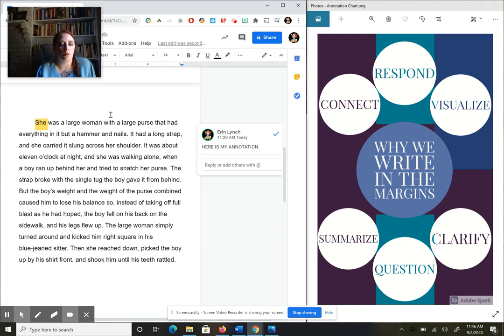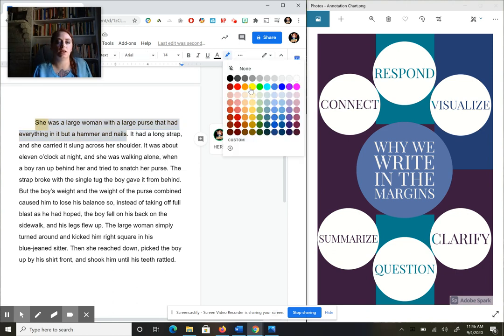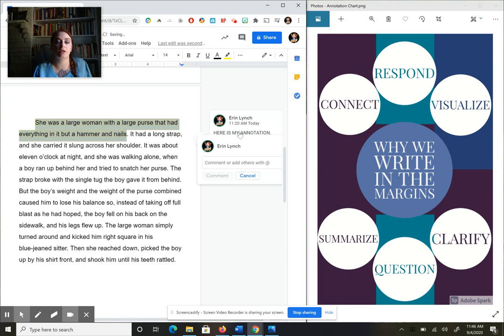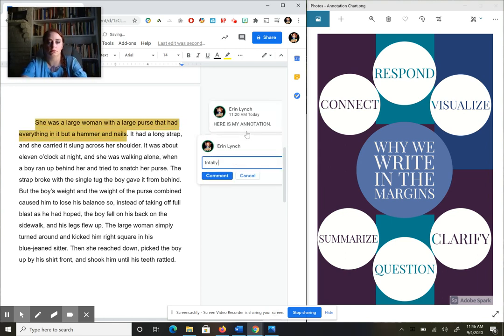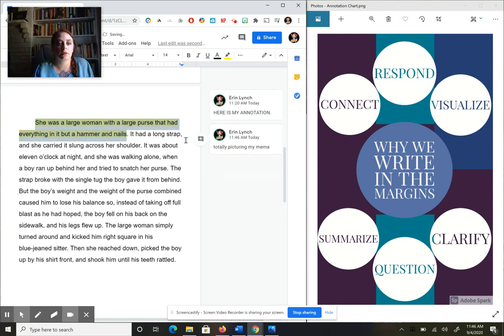She was a large woman with a large purse that had everything in it but a hammer and nails. Oh man. I can totally see that. I'm like picturing my grandma right now when I read that. Totally picturing my Mima. So I highlighted it because I want to remember it, and I added a comment. It had a long strap. Oh, okay, that must be the purse.